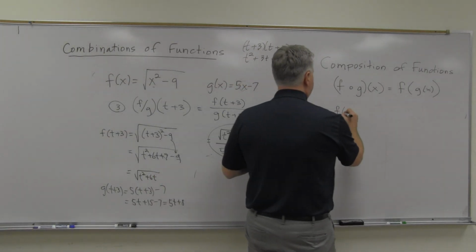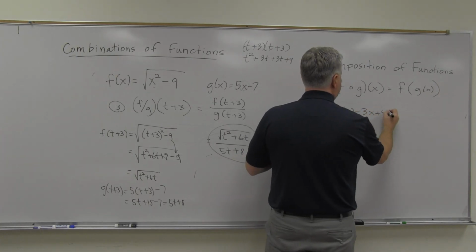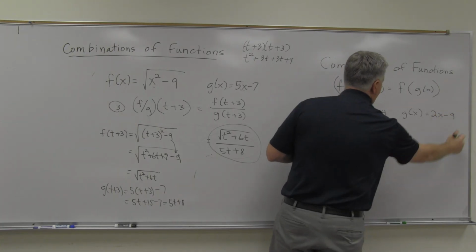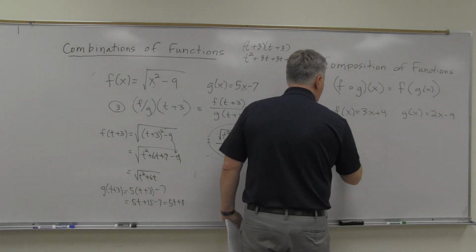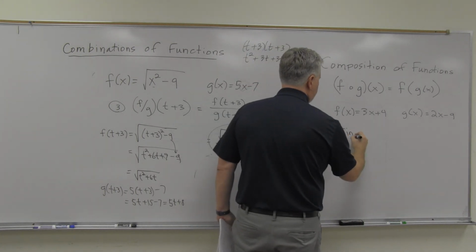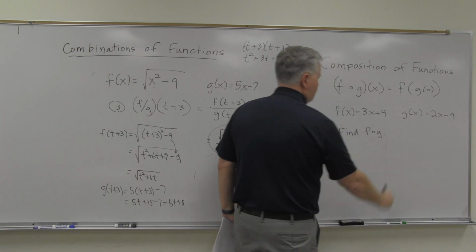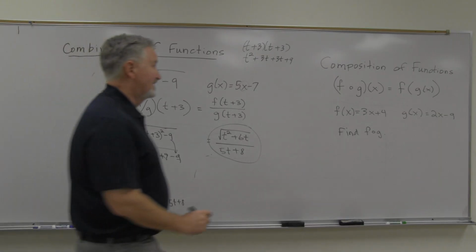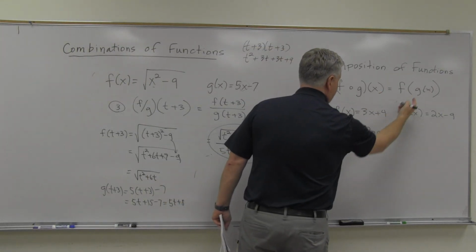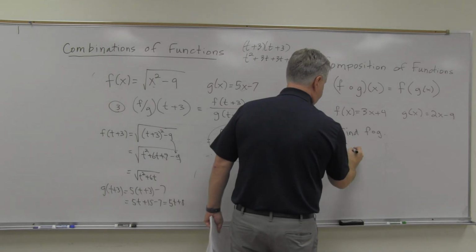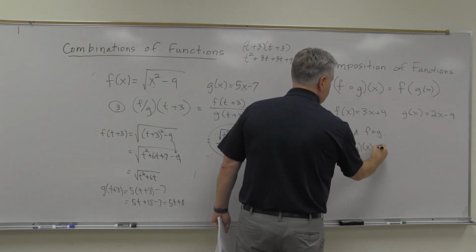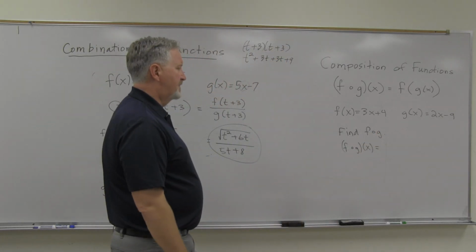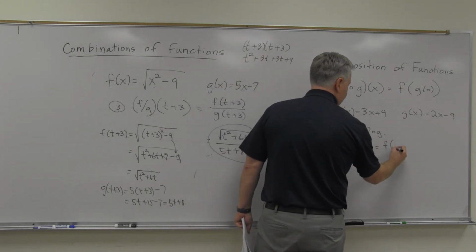All right, so f of x equals 3x plus 4. G of x equals 2x minus 9. So what they'll say is find f circle g for those functions. And so what do we do? Well, f circle g of x is f of g of x, or f parentheses g of x. That's what they want us to do. In other words, it may not show you the whole story there, but that's what you do. F of g of x.